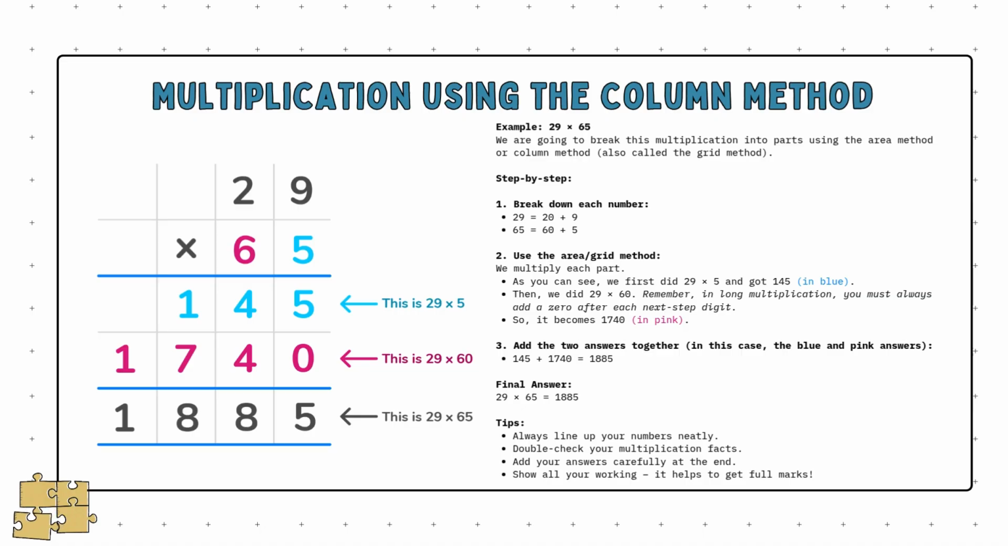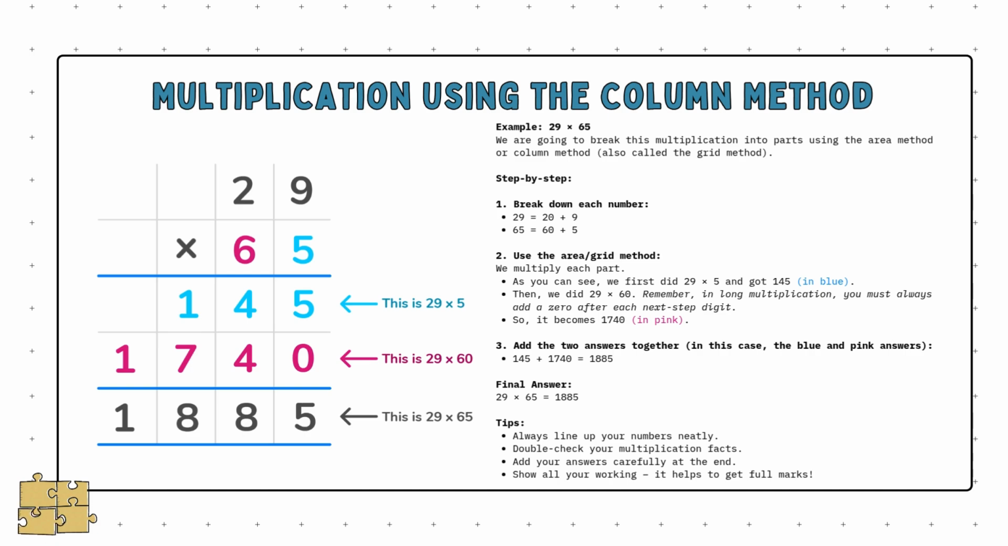All right, class, today on this slide, we're going to look at multiplication using the column method. So our first example is 29 times 65. We use the column method to make multiplying longer, bigger numbers, which is more difficult, easier. So we're going to use this example. Now I know that looks a bit scary at first, but don't worry. We are going to break it into smaller, easier steps.